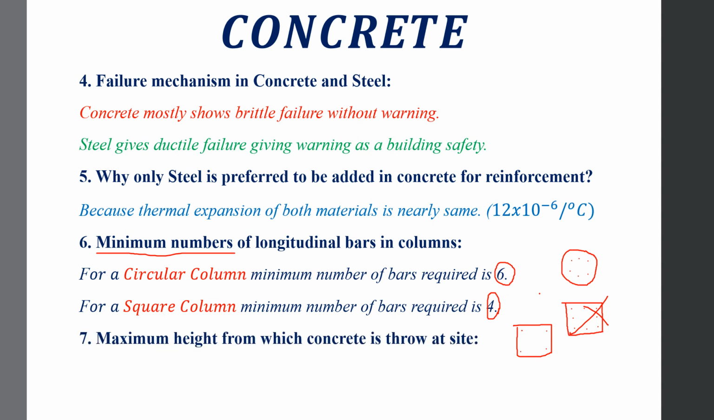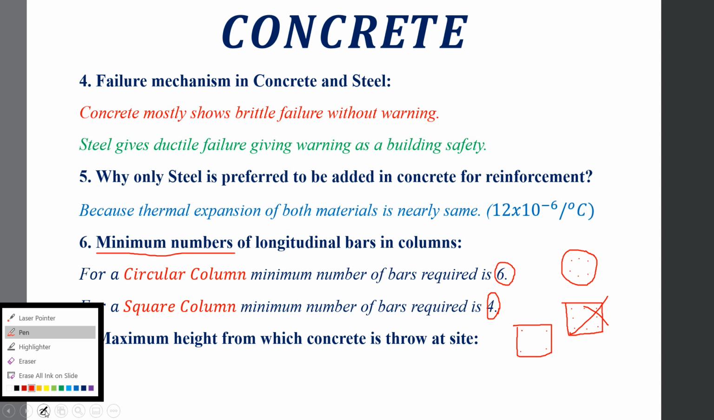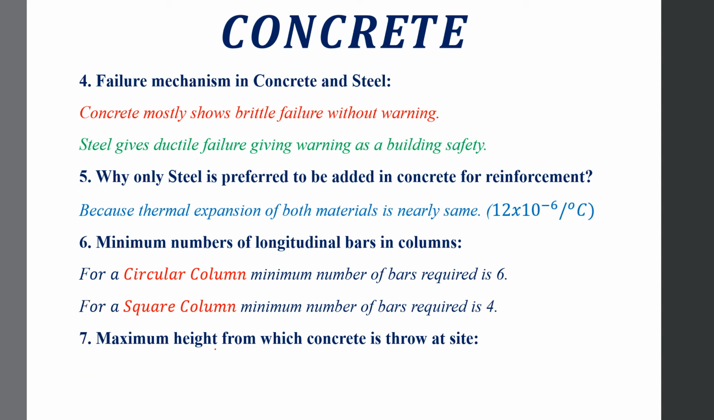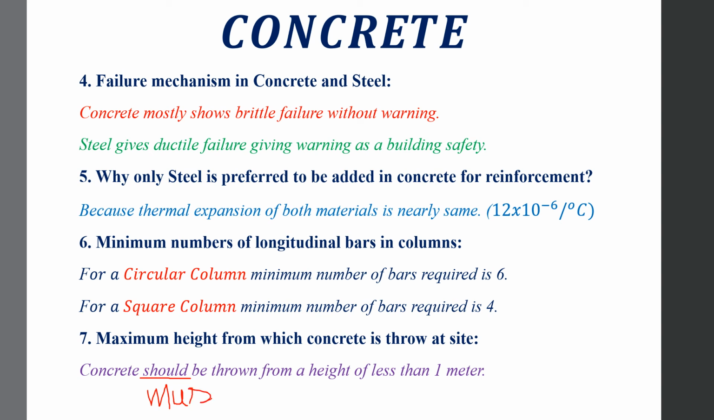The seventh is the maximum height from which concrete is thrown at site. The concrete is thrown at site from a height which is less than 1 meter. It means that concrete must be thrown at a height of less than 1 meter at site, less than 1 meter.